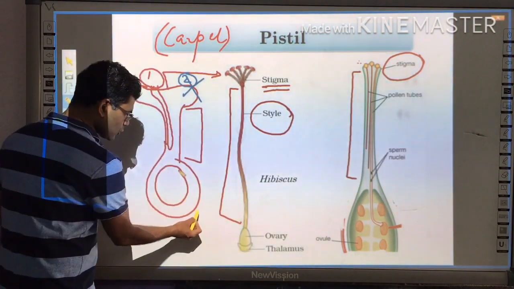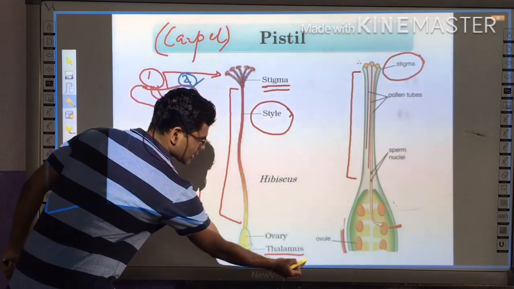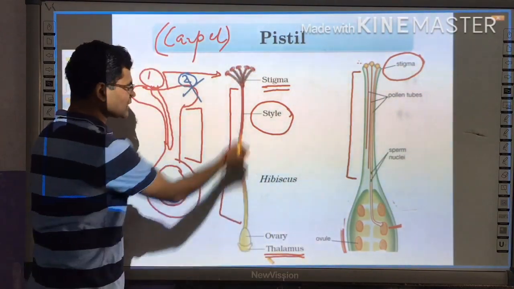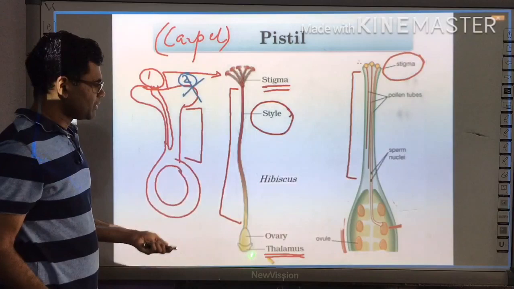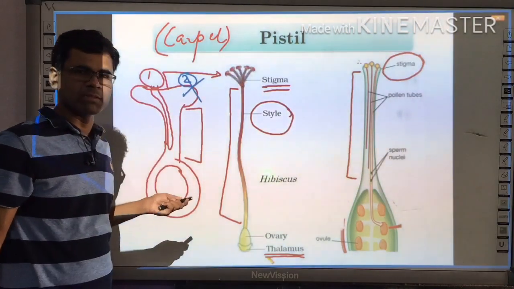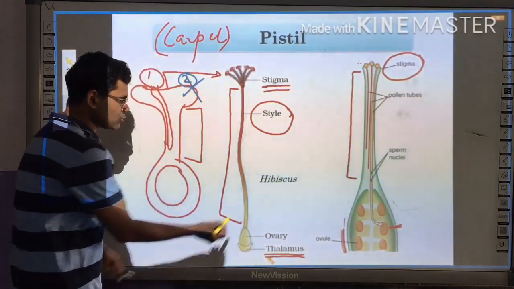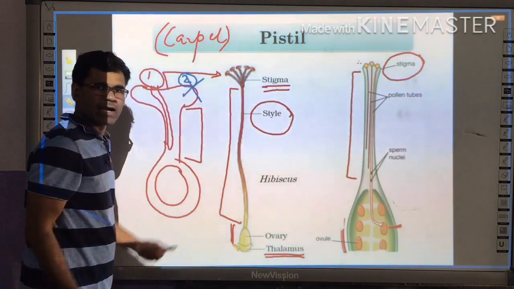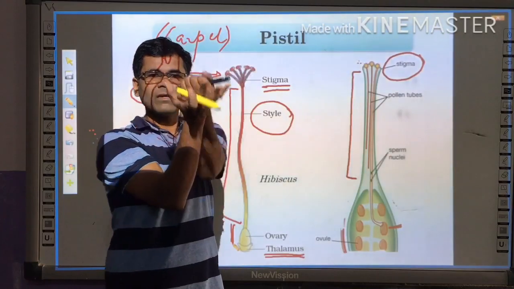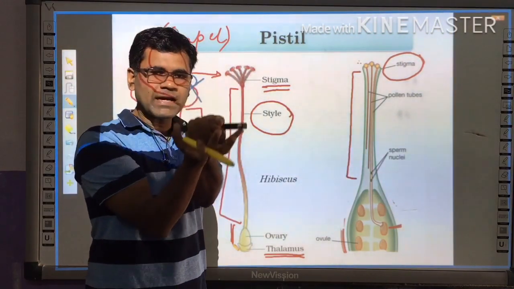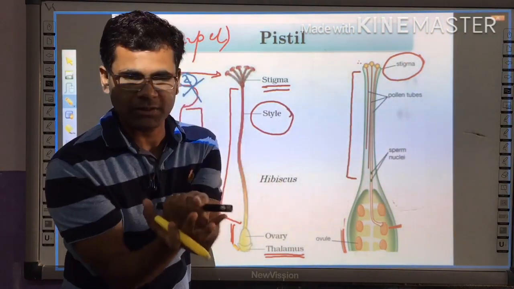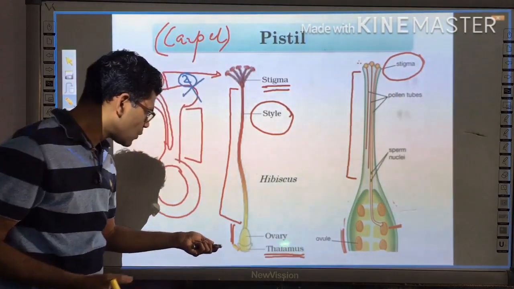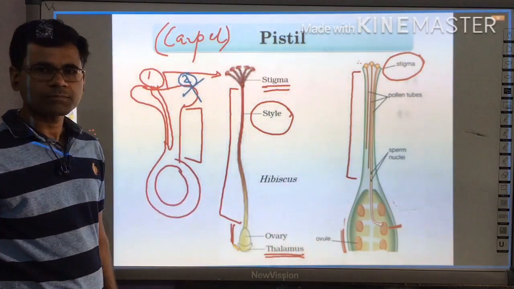The ovary rests over a structure called the thalamus. As in this diagram, it is the female reproductive part or gynoecium of a hibiscus. By taking this example, you can see this small part is the ovary, and this ovary rests over a flattened structure, and that flattened structure is called the thalamus. So on the thalamus the ovary rests.